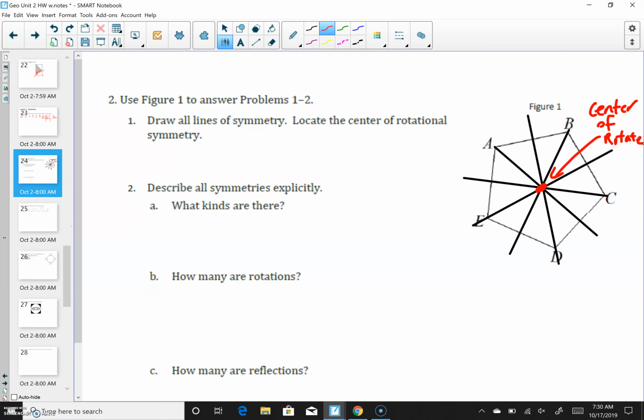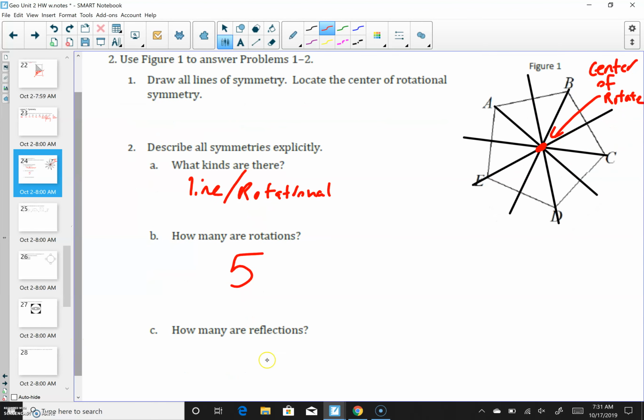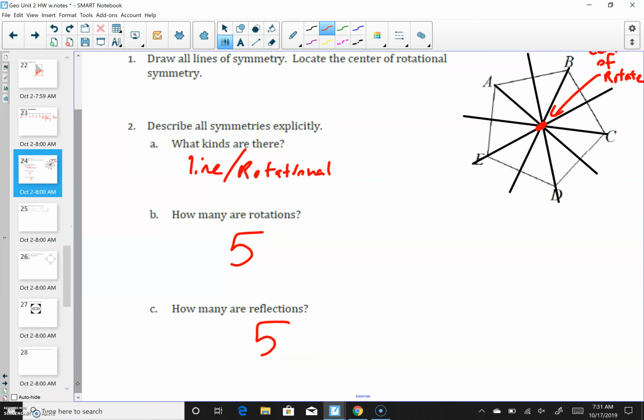So we want to describe everything that it has. Well, it's got line symmetry. We just drew them all in. And it has rotational symmetry. It does not have point symmetry because it does not look the same upside down. How many rotations are there? Well, there are the same number of rotations that there are sides. You have 5, and how many reflections? You also have 5. So 5 lines of symmetry, 5 rotational symmetries.